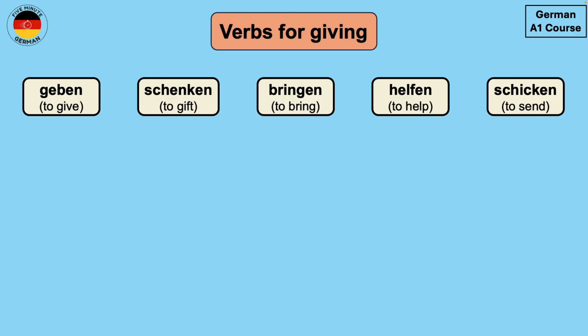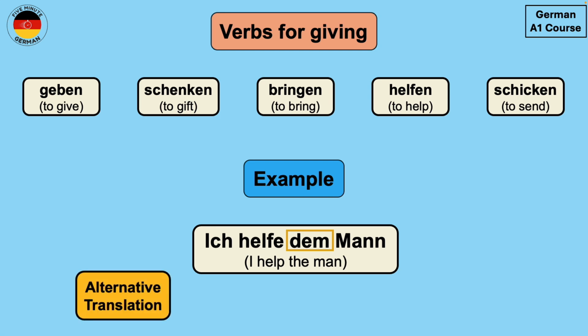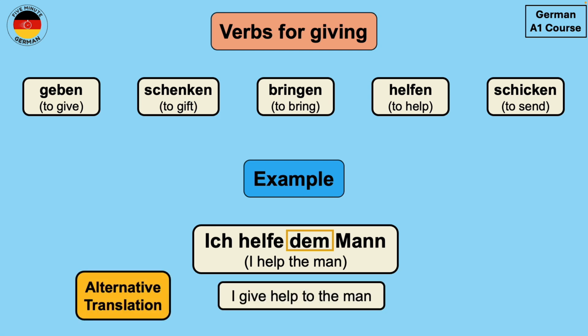An example sentence will be Ich helfe dem Mann. I help the man. So over here you see we have not used der or den Mann. Rather we have used dem Mann, which is the dative for masculine. Now you can translate this sentence in another way as well, which is I give help to the man.